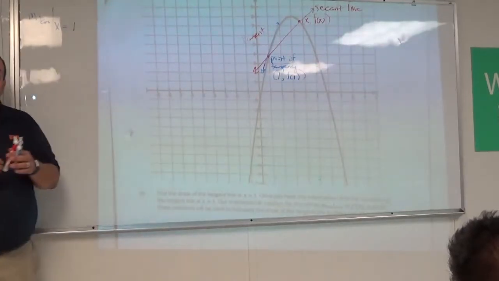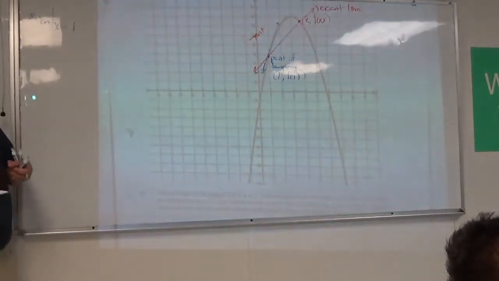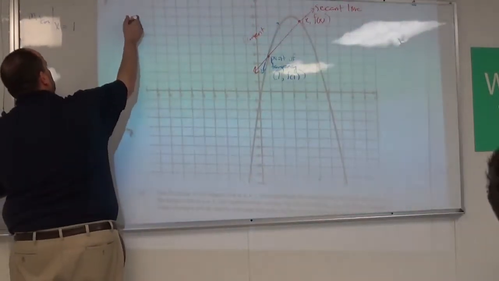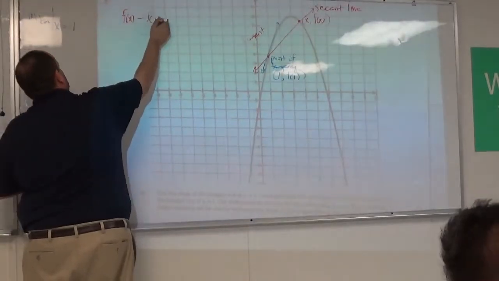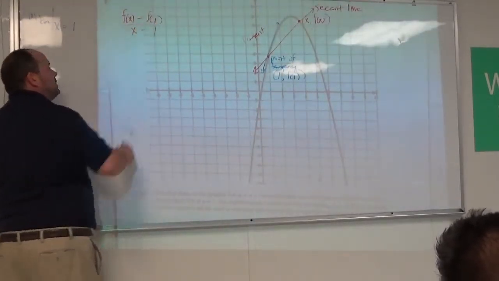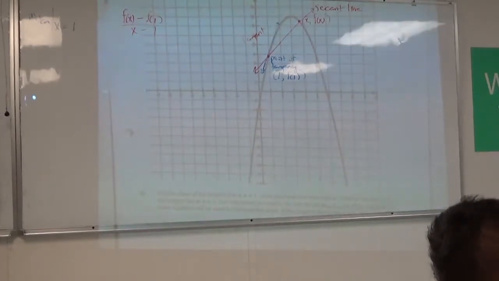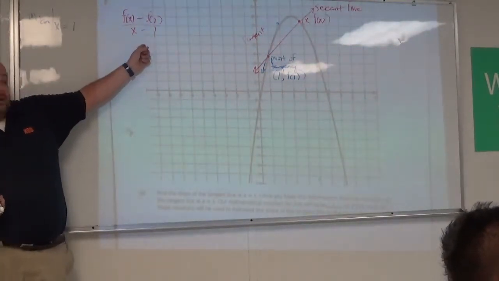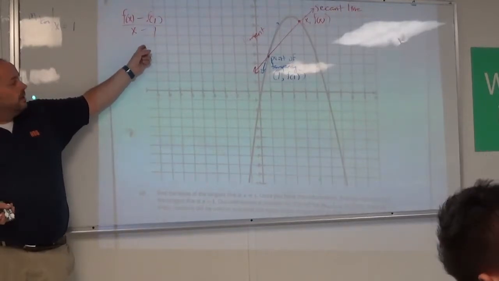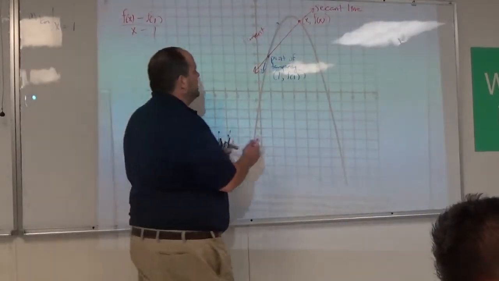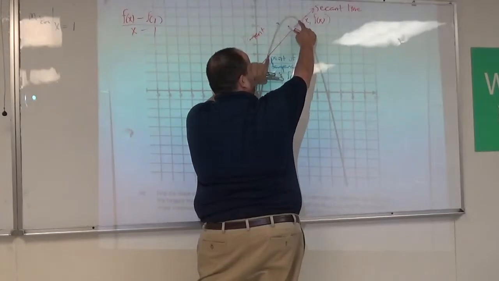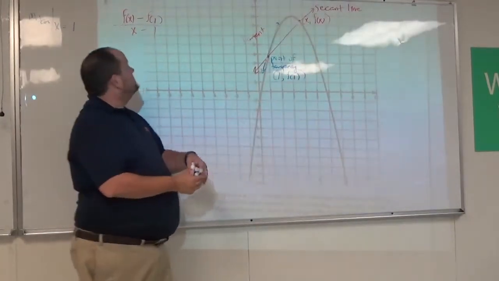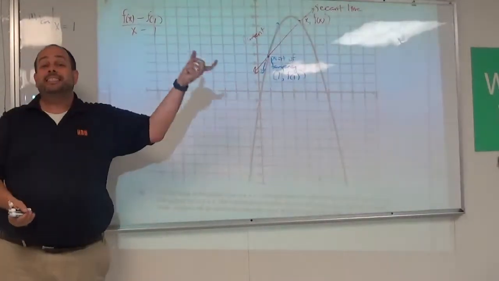Finding the slope of the secant is easy. Your setup is f of x minus f of 1 over x minus 1. The mistake I want you to avoid is stopping here and saying, oh, this is the slope of the tangent line. It's not the slope of the tangent line, it's the slope of the secant because I have two different points. How do I move from the slope of the secant to the tangent line?